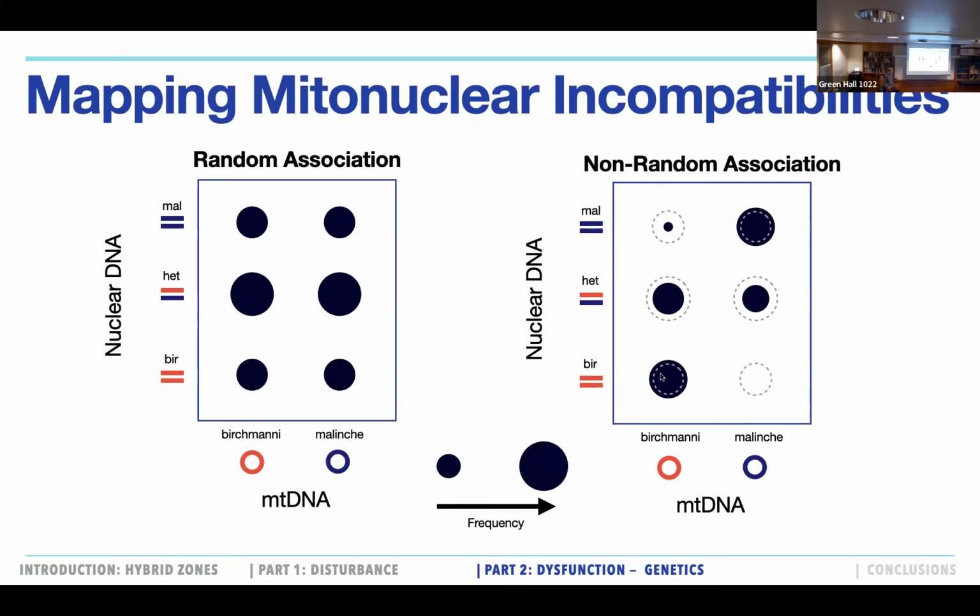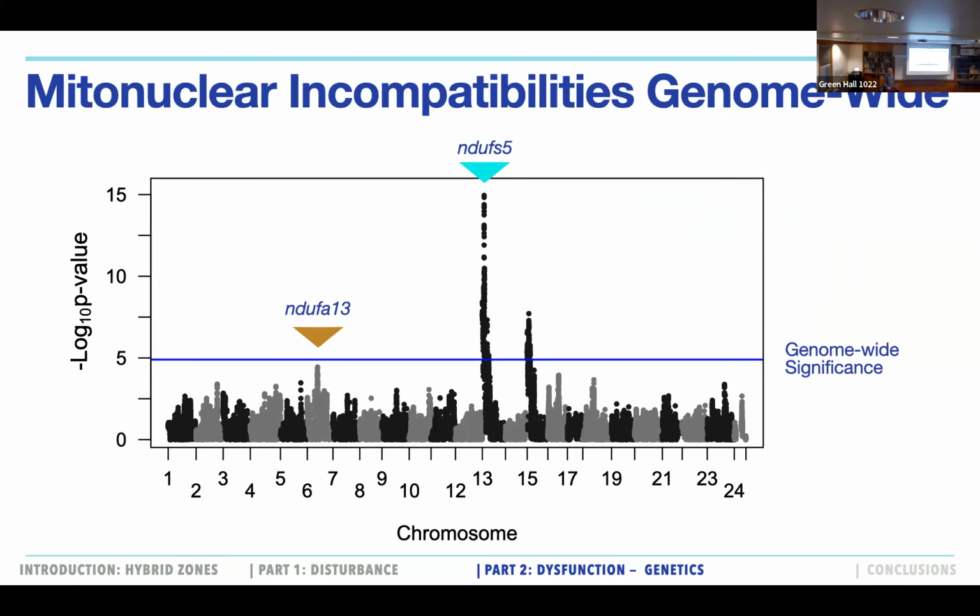But in some cases, we see, in particular, depletion of heterospecific combinations. So Malinche mtDNA and Birchmani ancestry might be absent from the population. And that tells us that there's some sort of selective pressure going on that's removing these individuals or favoring the other genotypes that are then proportionally overrepresented. And what's nice about this is that you can put a line through it and do a correlation test. And the strength of your correlation test tells you how strong this selection is. And by doing this at every nuclear locus in the genome, voila, we have a Manhattan plot where the x-axis is the locus that varies between Birchmani and Malinche.